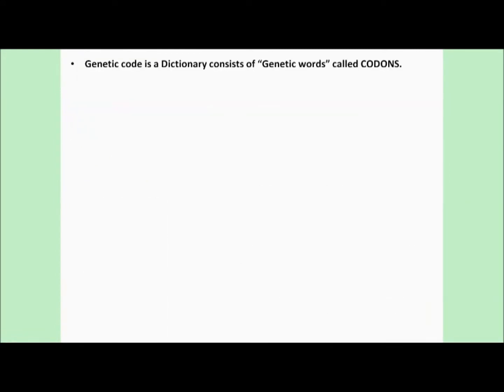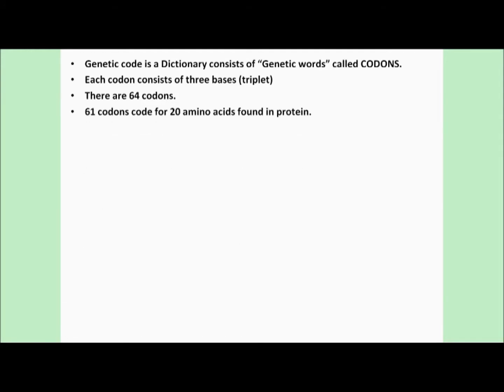Now the genetic code is defined as a dictionary. It consists of genetic words which are known as codons. Each codon consists of 3 bases, or you can say a triplet, right? So there are 64 codons which we have already discussed in our previous slide. Out of these 64, 61 code for the 20 amino acids. The remaining 3 are the stop codons, right? These 3 codons do not code for any amino acid.